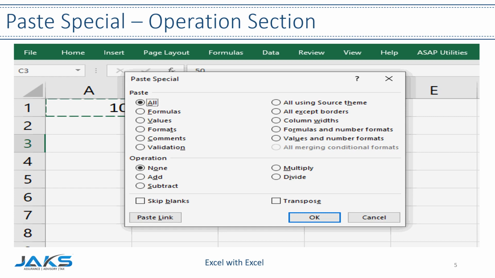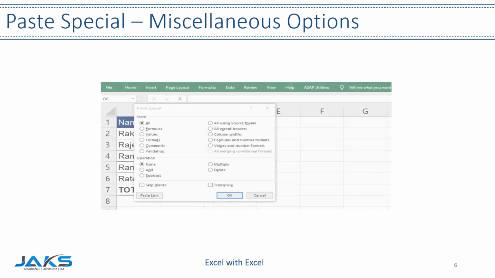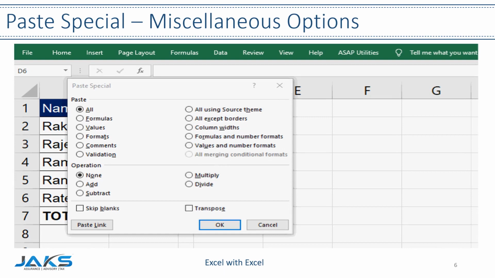We learned how to bring the Paste Special dialog and the uses of various options under the Paste section and Operation section. In this slide, we will learn the remaining 3 options and will run through the context menu and one extra function which is not available in the Paste Special dialog but available in the context menu. We will also learn to bring the Paste Special menu through the context menu and home menu.